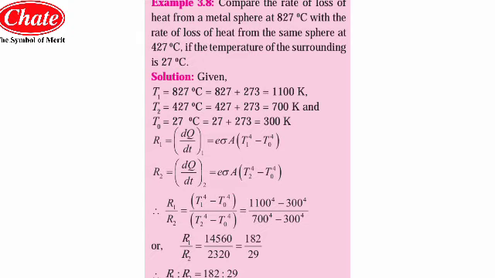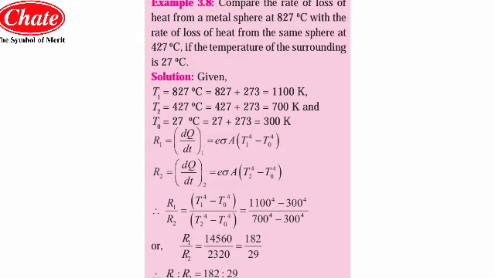of heat loss when the metal sphere was at 827 degrees Celsius, and in the second case when the same metal sphere was kept at the temperature of 427 degrees Celsius, and at that time the temperature of the surrounding for both the cases is the same, which is 27 degrees Celsius. So whenever we are going to solve the problem, it is necessary to convert these temperatures into Kelvin. So first of all, we will convert these three temperatures into Kelvin by adding 273 to the Celsius value.